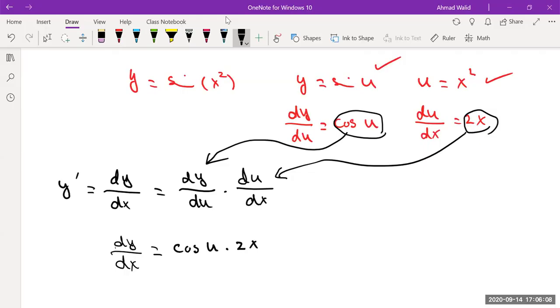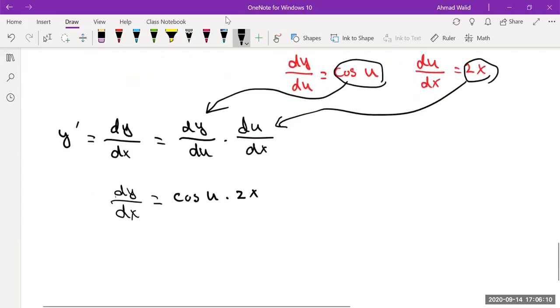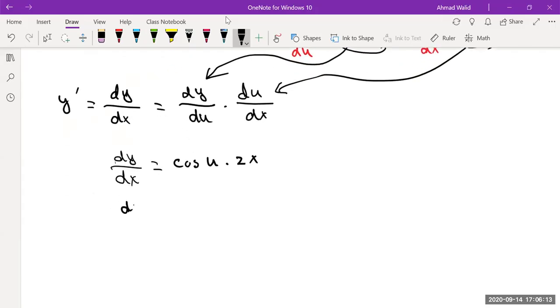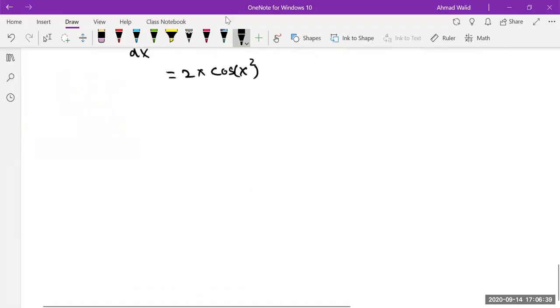Last step, substitute back the value of u. dy over dx equals cosine of, what was u? Your u was x squared. Cosine of x squared times 2x. Or some people write in this notation, 2x cosine of x squared. Whichever way you write, both of them are the same, right? Easy, hopefully. Let me do another example.